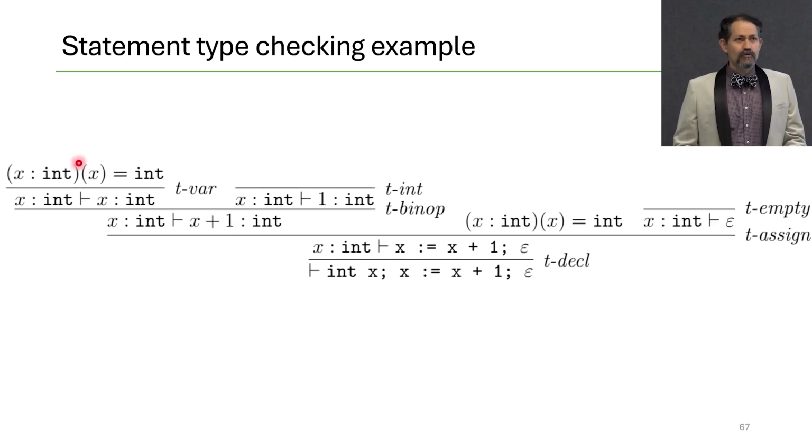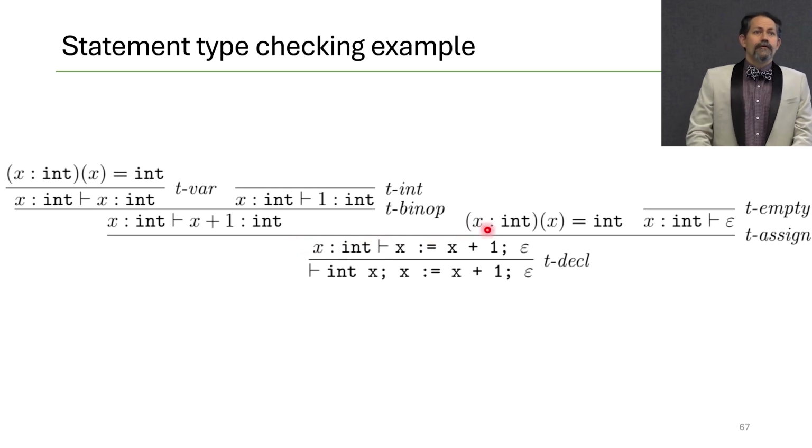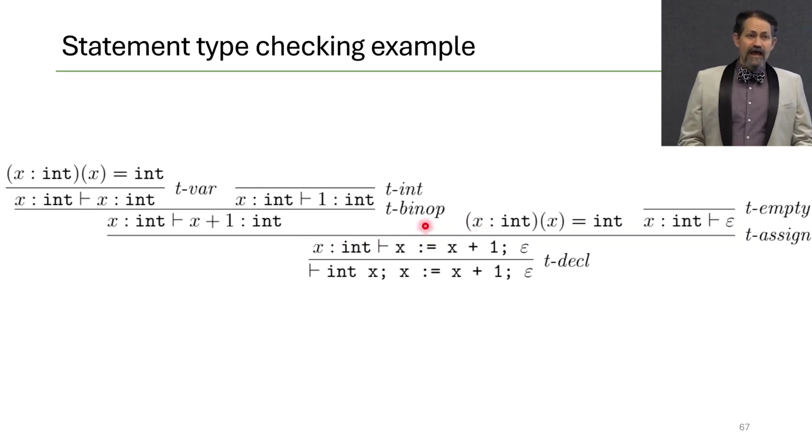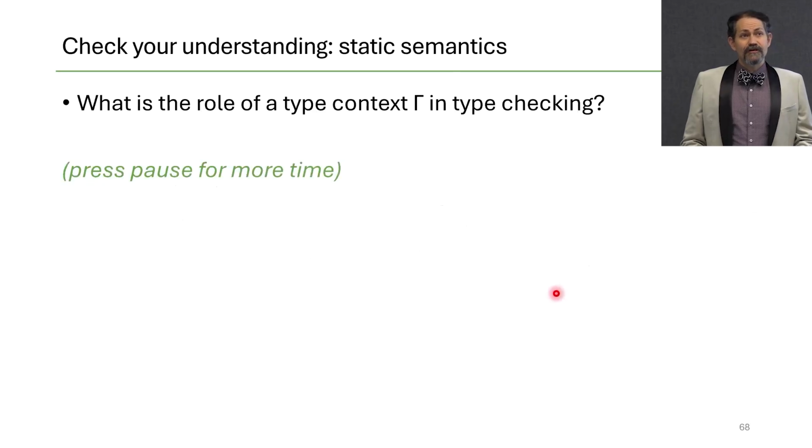We type check x by looking it up in the context x colon int. So here's the context x colon int. We look up x, and of course we get int, not surprising. So x has type int. Similarly, we use tint to find that 1 has type int, and so this whole expression has type int. Because we're assigning this to x, we check that x has type int in the environment as well, and then we type check the empty statement using the tempty rule. That completes the type checking of this program. Let's check our understanding.